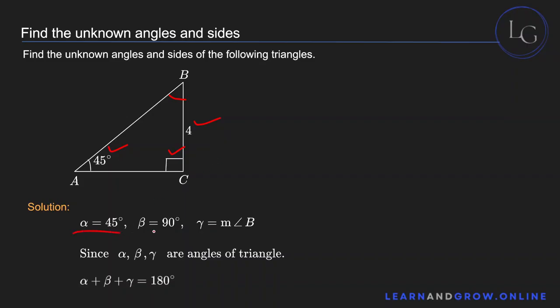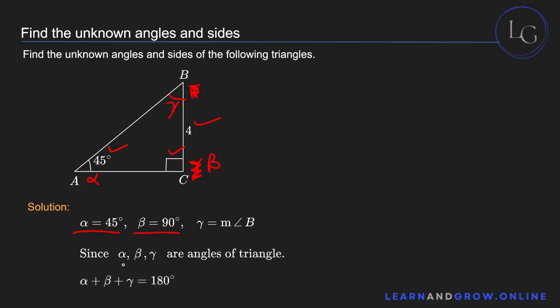Since A is 45 degrees, in a triangle we'll denote the three sides with A, B, and C. The angle at A we'll denote as alpha, the angle at B as beta, and the angle at C as gamma, right? That's just to make your life a bit easier. So alpha is 45 degrees. Beta is 90 degrees. So this one is gamma, and this one is beta.